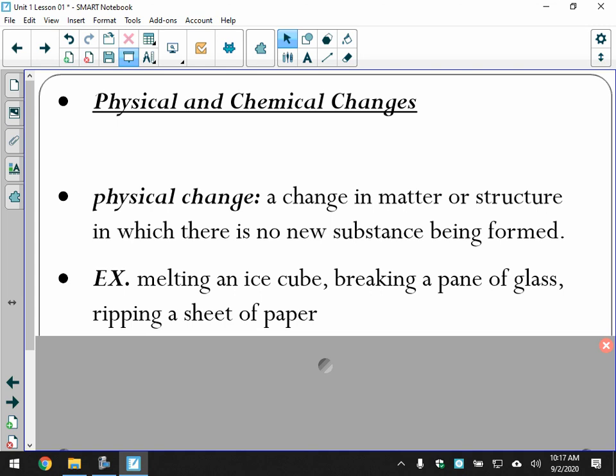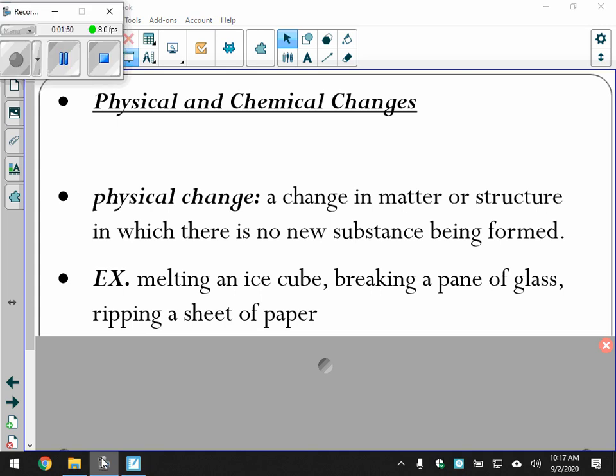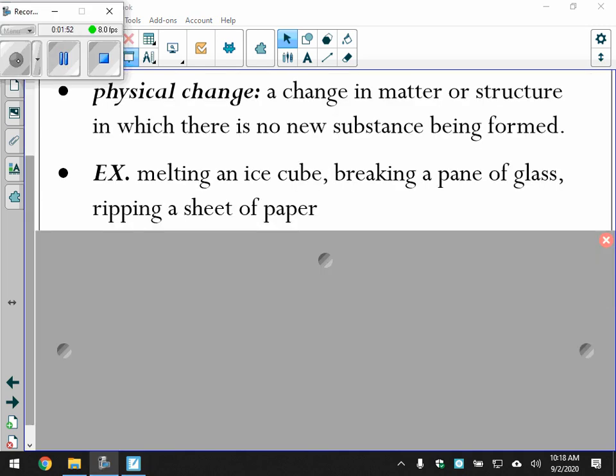If you melt an ice cube, you still have water. We have H2O, we have H2O. Breaking a pane of glass, ripping a sheet of paper, it's still paper. Okay, so those are physical changes. We're not making anything new.